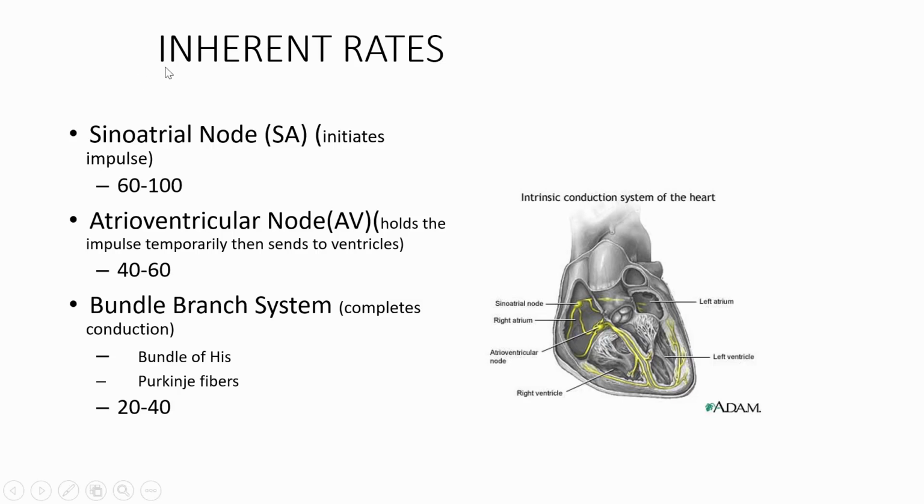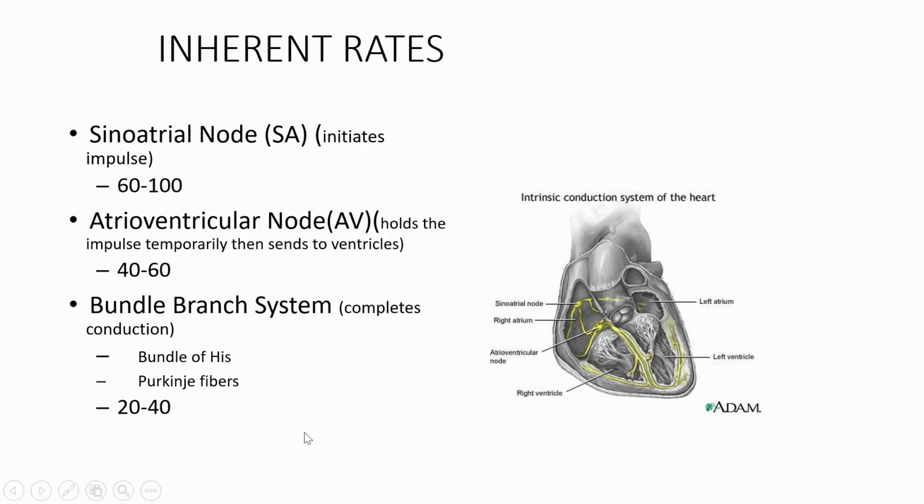After it goes to your SA node, right over here in this little picture, then it goes to your AV node. Once it's in the AV node, it just holds the impulse for a very short period of time, and then it sends it on through the ventricles. So when you're looking at rates in the AV node, your rate now is going to be 60 to 40 beats per minute. And then the last part of the conduction system is right down here, and it's your bundle branch system, and so that's your Purkinje fibers and your bundles of His. That completes conduction.